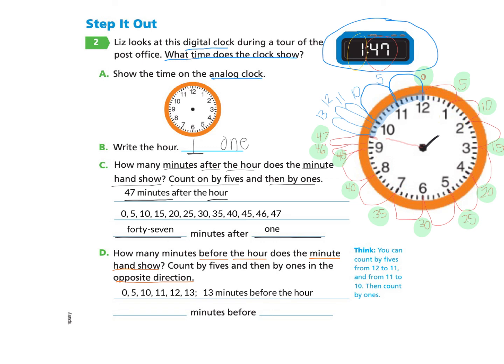We can write in how we counted by 5s and 1s by writing, we started at 0, and then we went to 5, and then 10, 11, 12, and then 13. So there are 13 minutes before the hour. We can complete the blanks by writing 13 minutes before 2. This is a different way of saying the time using the minutes before the next hour.